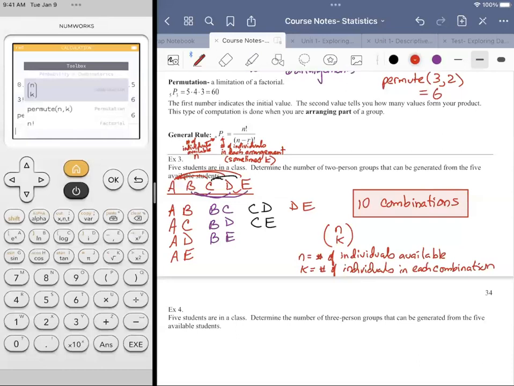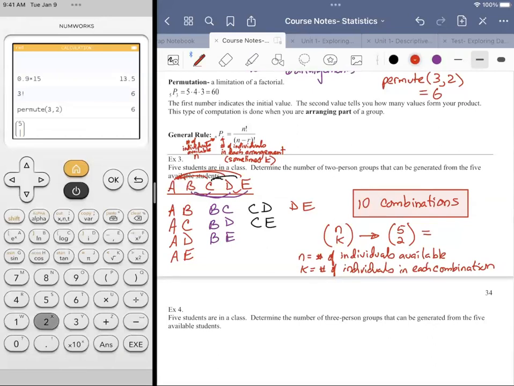All right, so 5 students in a class, I want 2 people in each combination. So this would become 5 with a 2. I don't like saying 5/2 because then it makes people think of fractions. It's not, it's just a different form of notation. But it opens little entry fields where you can put the 5 here, hit the down arrow, put the 2, and then hit OK, and it gives you 10 combinations.